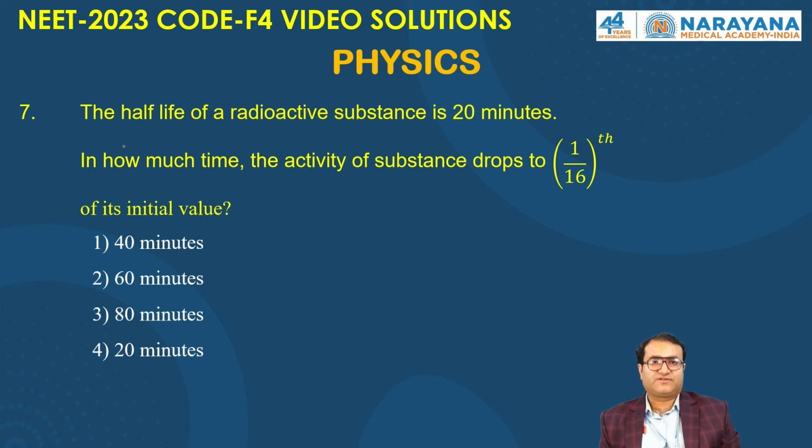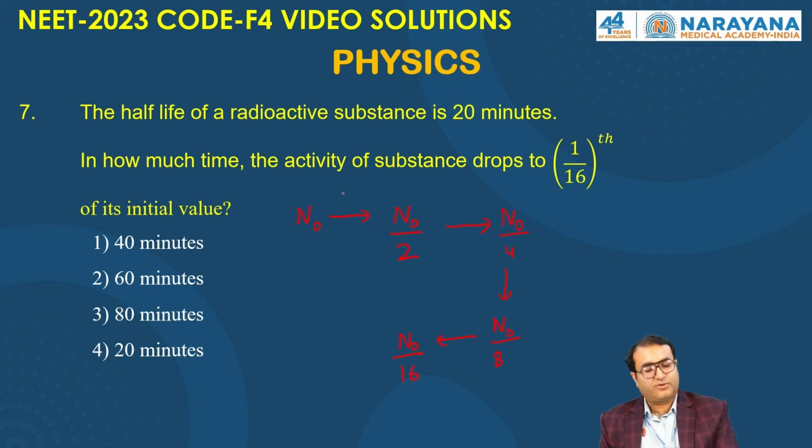Question number 7. Half-life of a radioactive substance is 20 minutes. In how much time does the activity of the substance drop to 1/16th of its initial value? Activity is directly proportional to the number of nuclei present. So the number of nuclei is reduced to 1/16 times. After the first half-life period, the number of nuclei present is n0 by 2. Next half-life it is n0 by 4. Next half-life it is n0 by 8. Next half-life it is n0 by 16.